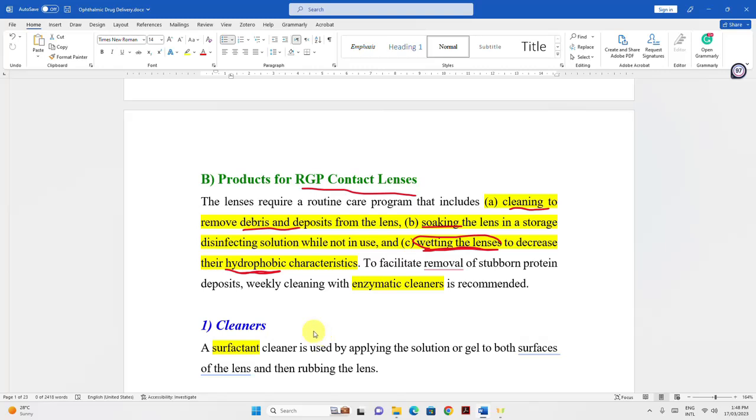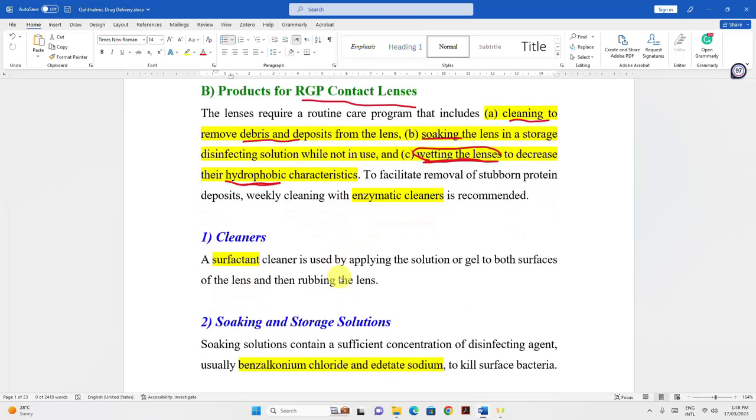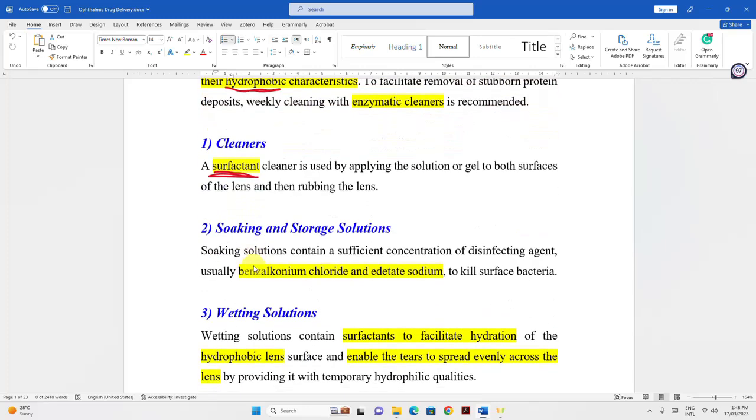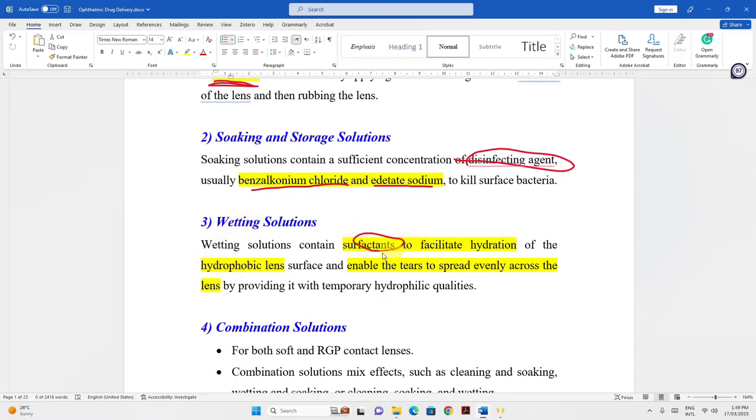And for the customer to get used to the contact lenses faster, you need to use a wetting agent before fitting the rigid gas permeable lens. In the cleaner, there should be a surfactant to remove the deposits from the surfaces of the lenses. For the soaking and storage solution, you need a disinfecting agent such as benzalkonium chloride, and if you remember, for Pseudomonas aeruginosa, you will need edetate sodium to kill bacteria. And for the wetting agent, again, you need a surfactant to facilitate the hydration of the hydrophobic lens surface to enable the tears to spread evenly on the lens.